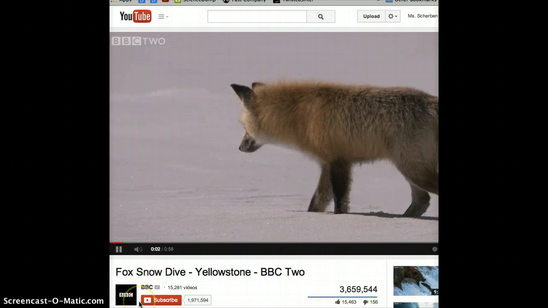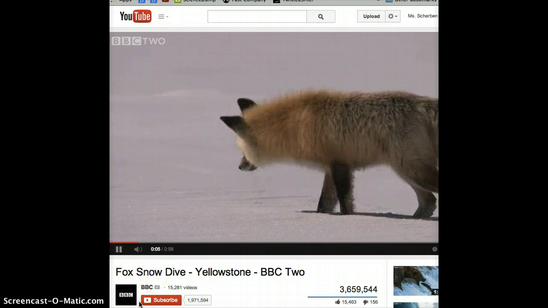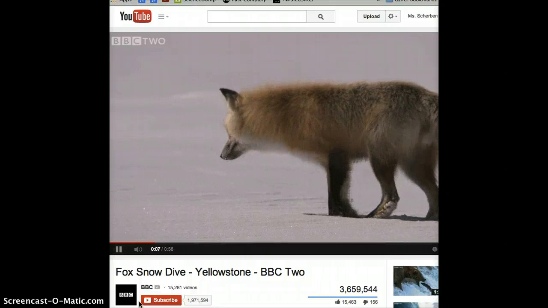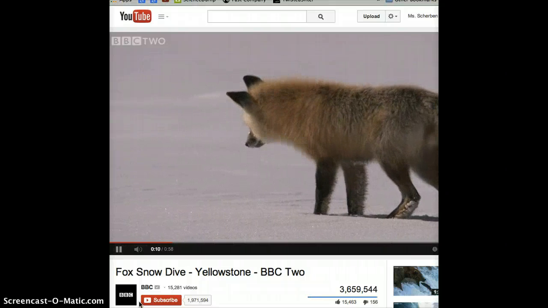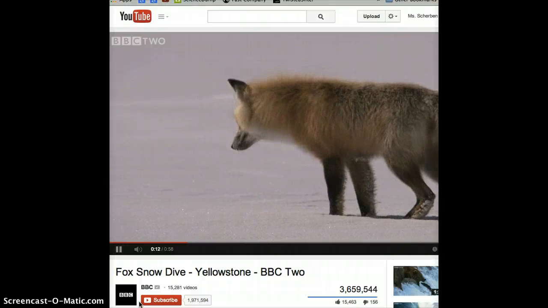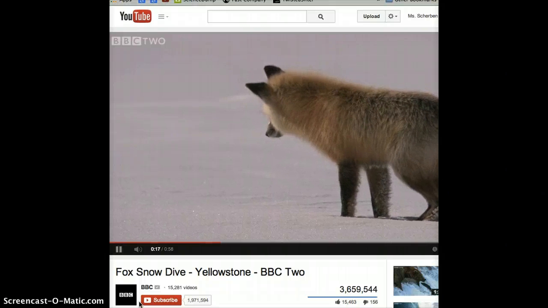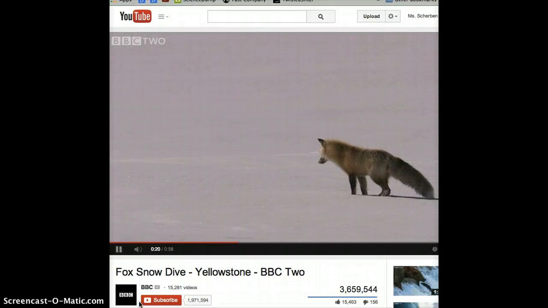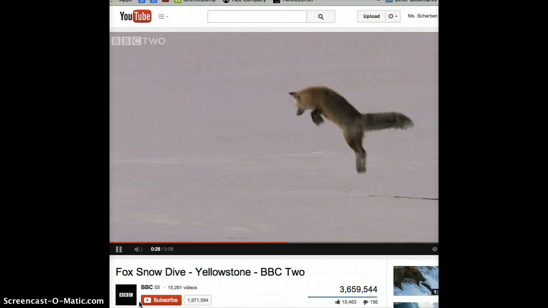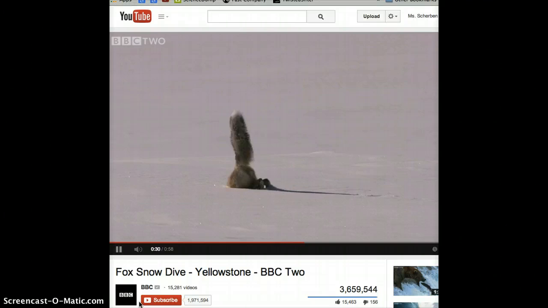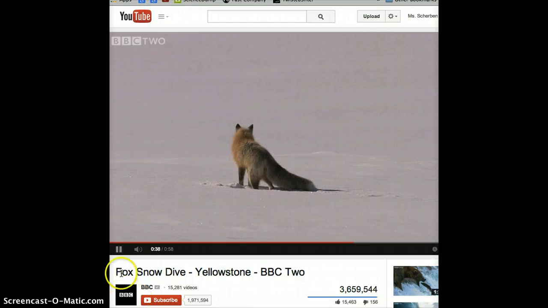It listens for the tiny sounds of its prey moving about below, but must take great care not to scare them away. There's mice underneath that snow, and you can hear them. Can't see them. Was able to pinpoint where they were and find his prey.